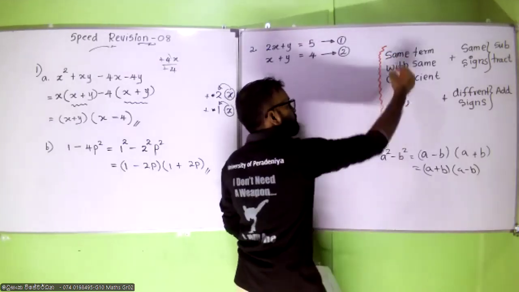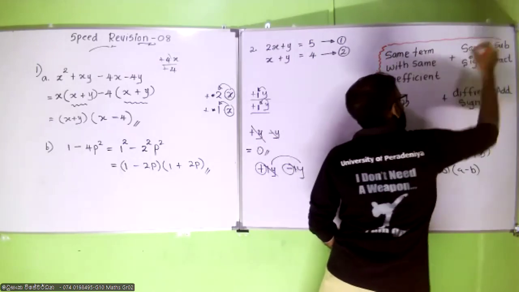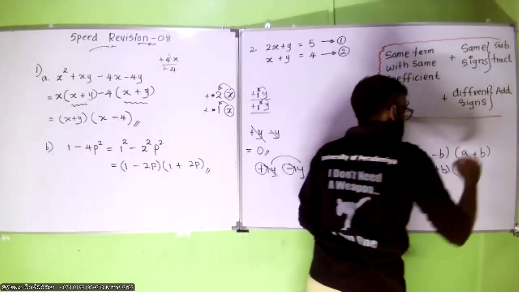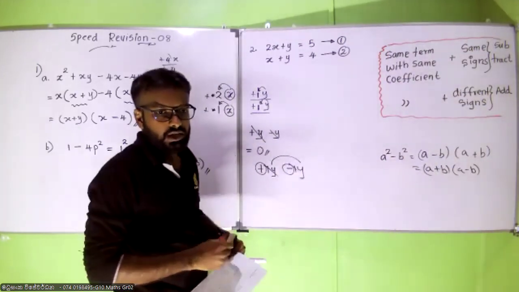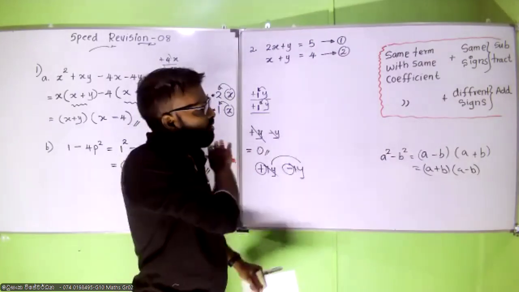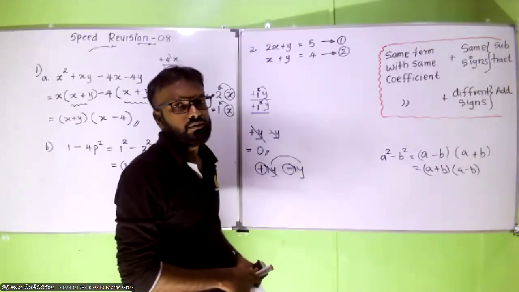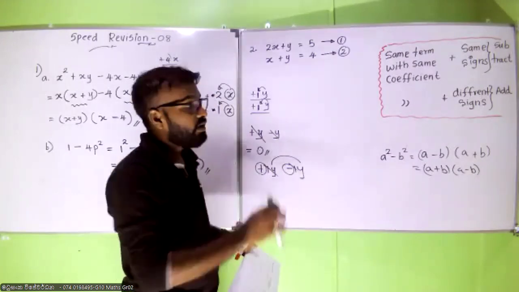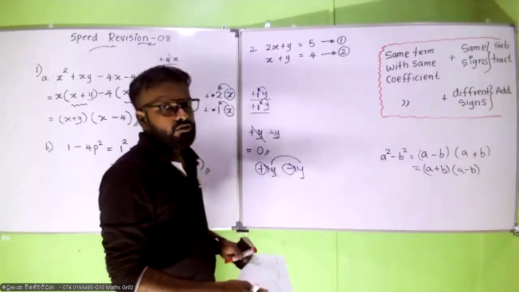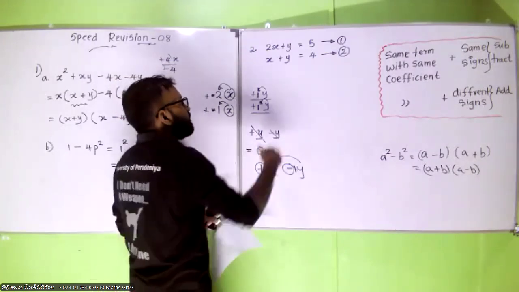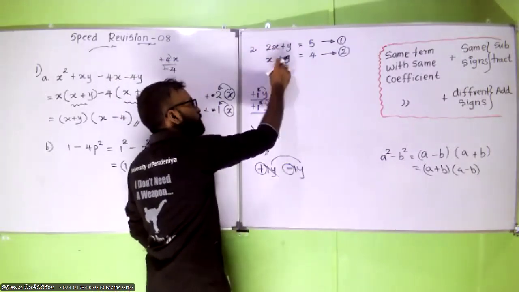Only this picture. This is the whole thing that you need to understand and remember for the whole simultaneous equation lesson. If you know that one very well, you can do this. Right? So 2x plus y, x plus y.